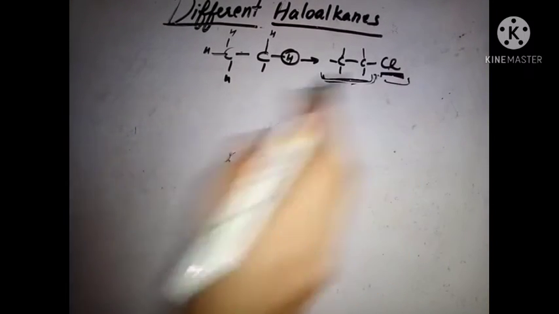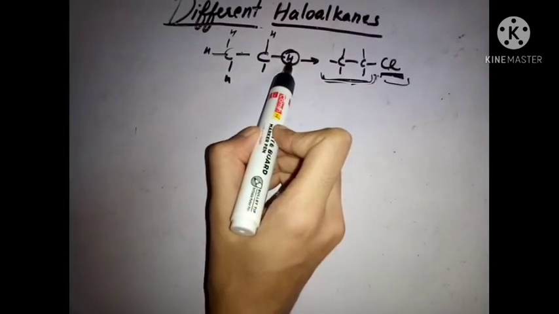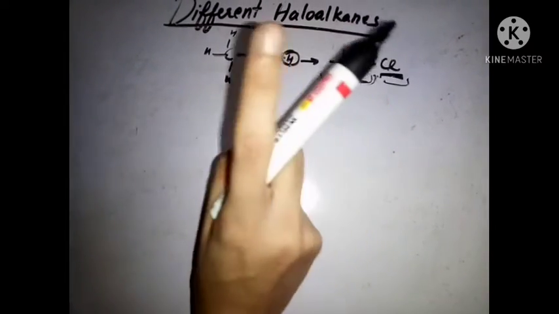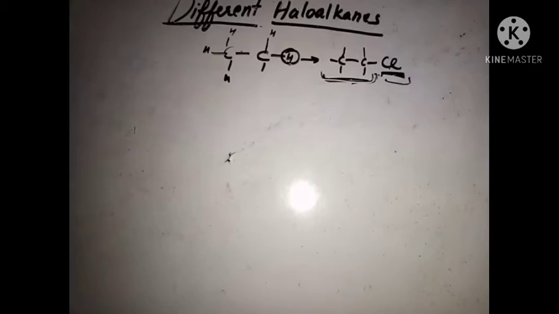This is the mono substitution case. Mono means one. Only one hydrogen is replaced with halogen. So this is mono substitution. Substitution means replacing. Mono means one.